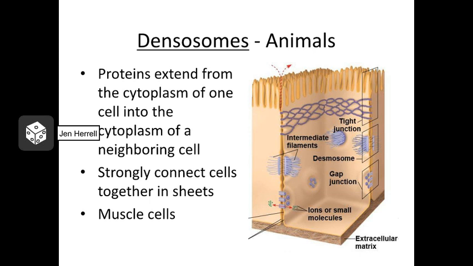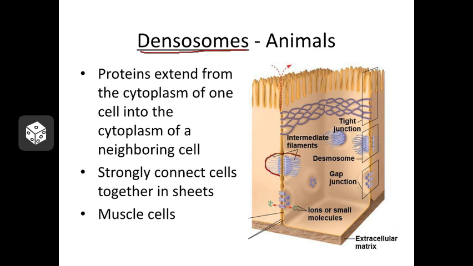Other cells inside animal systems don't have to be sealed together to make a waterproof covering, but they do need to be very strongly attached to one another. For instance, muscle cells need to be strongly attached to one another so that they can withstand the force of muscle contraction. This can be accomplished with connections known as desmosomes.